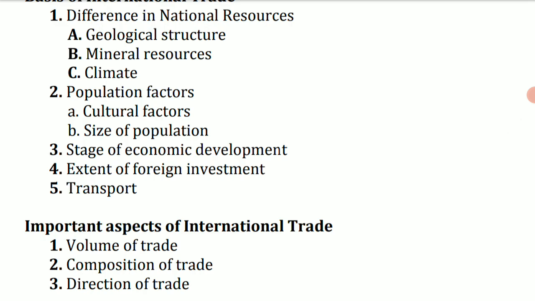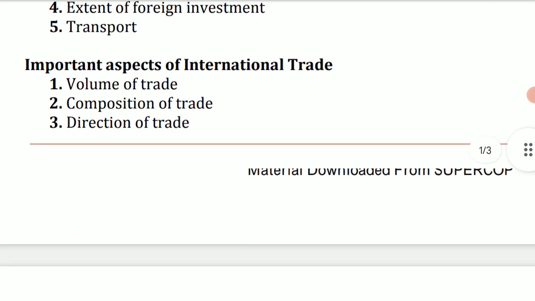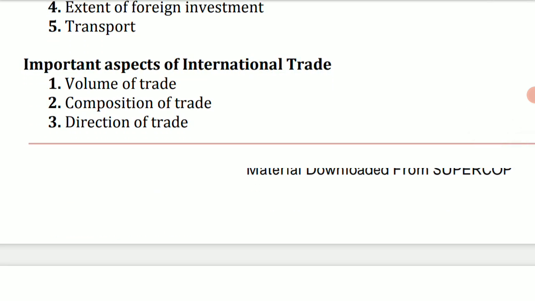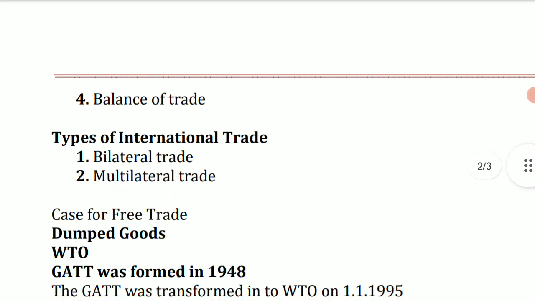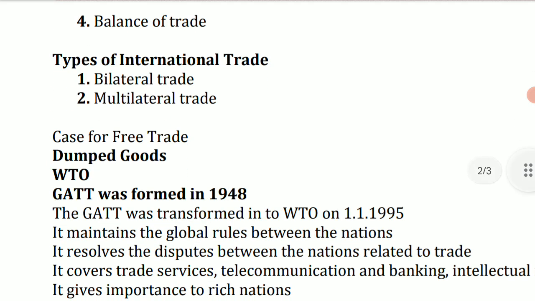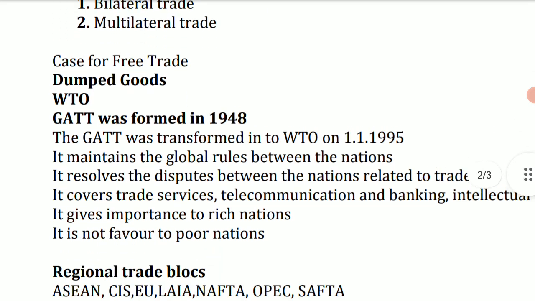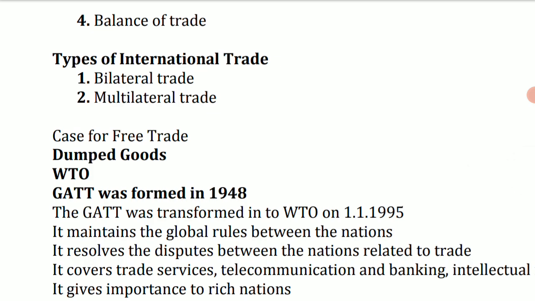Then there is the extent of foreign investment. By foreign investment and foreign currency, they purchase things which are not available in that country. Then there is transport. What are the important aspects of international trade? First is the volume of trade, the quantity of trade. The composition of trade, which sections are contributing to the trade. Then the direction of trade, whether you are importing or exporting, and the balance of trade, whether you are in deficit or in surplus. Then the types of international trade: first bilateral trade, and second multilateral trade.